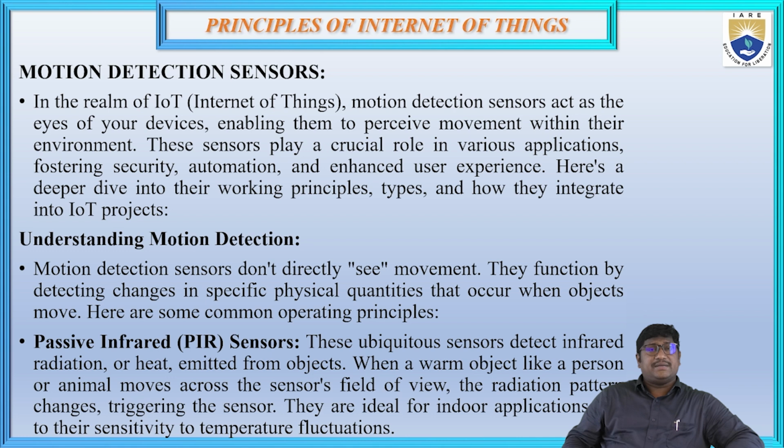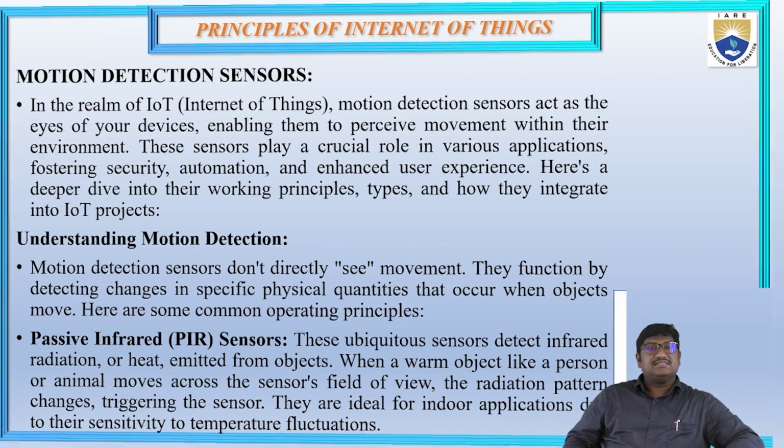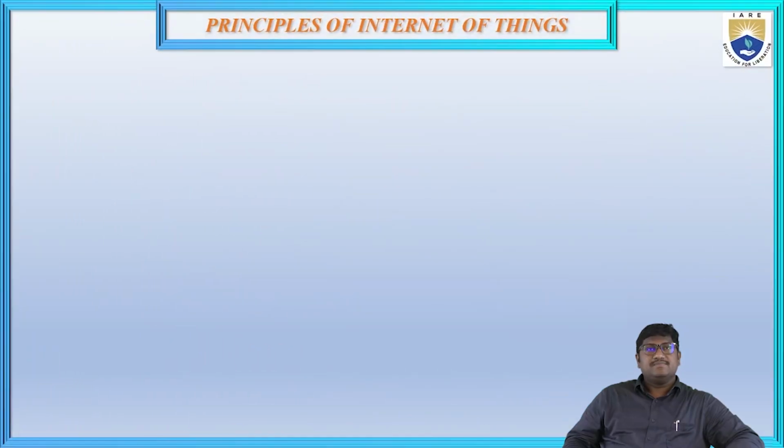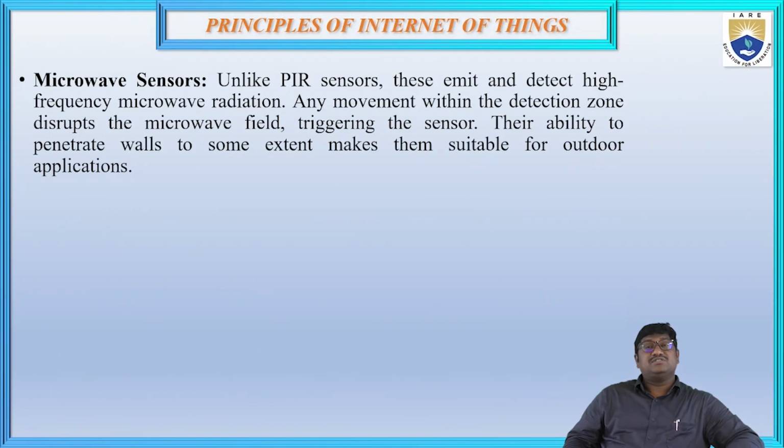Here are some operating principles. PIR, passive infrared sensors, which are very useful sensors to detect the infrared radiation or the heat which is emitted from that particular object. Whenever something warm like a person or an animal moves in the sensor field of view, that radiation pattern is going to change and automatically trigger the sensor. These are PIR sensors.